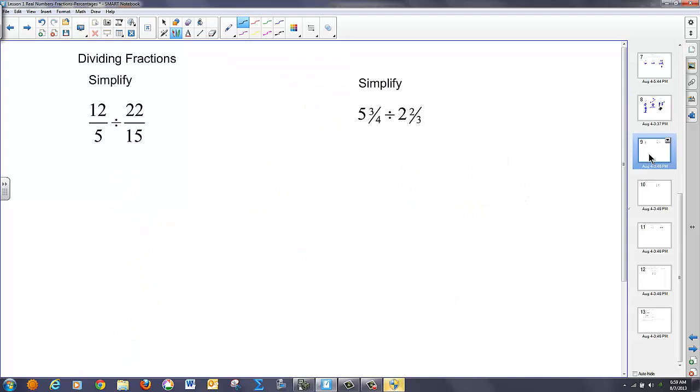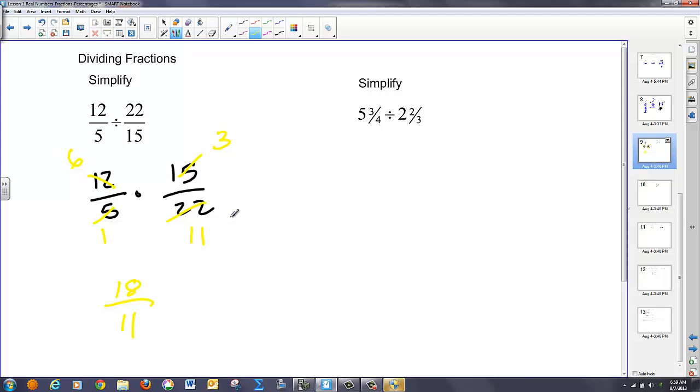Dividing fractions, remember we multiply by the reciprocal. So in this case we have 12/5 times 15 over 22. I have a number of reducing items I can do here. 5 goes into 5 once, goes into 15 3 times, 2 goes into 12 6 times, and 2 goes into 22 11 times. Multiply across, get 18 over 11, and you can leave it like that.